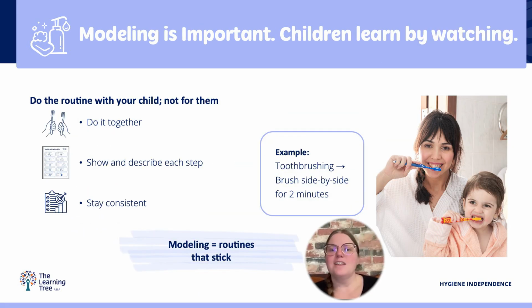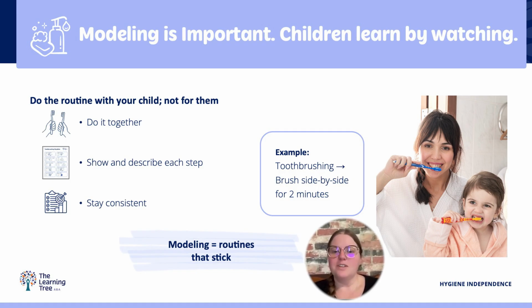And again, modeling is so important. Children learn by watching. It's always recommended to do these routines with your child, not for them. So we can brush our teeth together. We can show and describe each step. This is an example of showing them what success means. You know, what does it mean to brush your top teeth and then your bottom teeth? And we want to show and describe each step. We want to stay consistent.